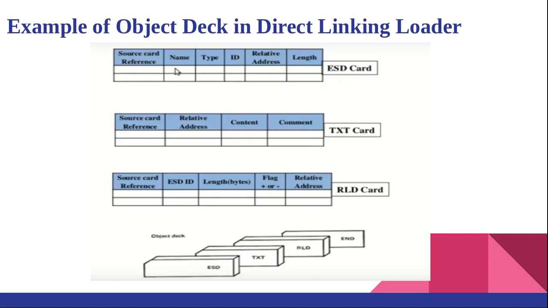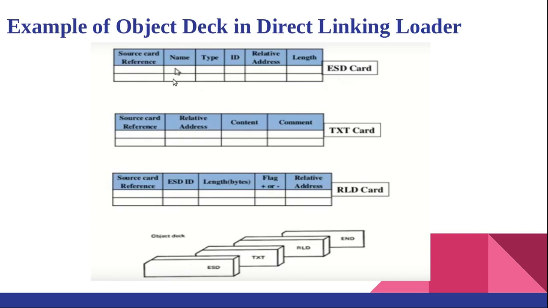Let's see the design of the direct linking loader with an example. We have seen that an object deck is a collection of ESD, text, RLD and END cards. Now we'll see what information is available in each card. The first one is the ESD card, that is the external symbol dictionary card. It contains the information about all the symbols which are declared using ENTRY and EXTERN pseudo opcodes.